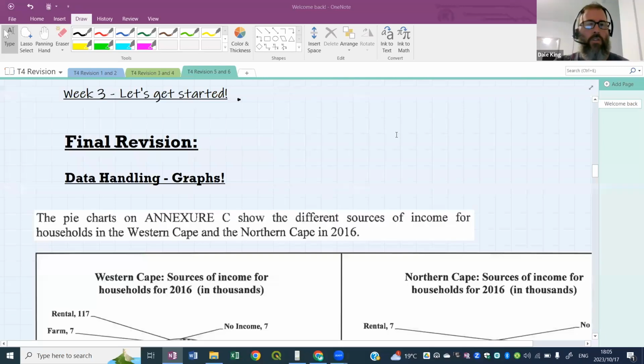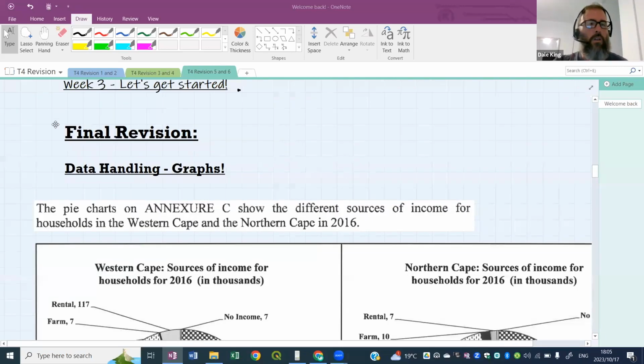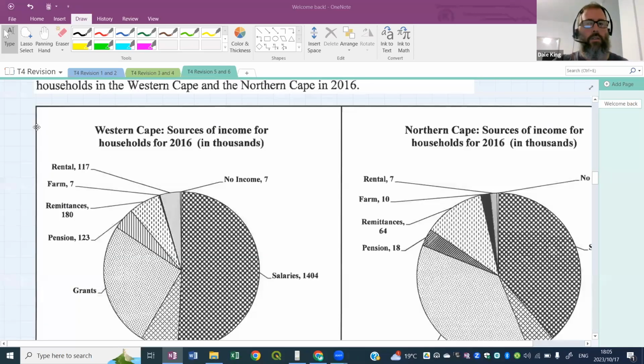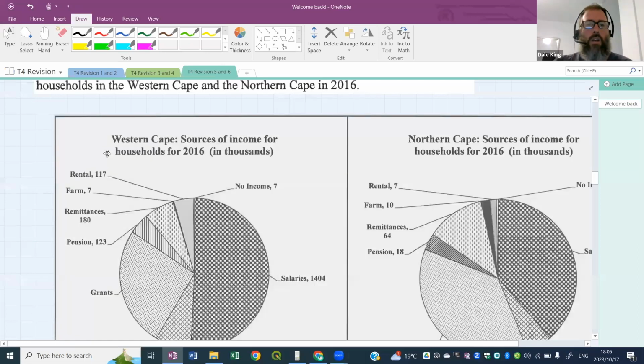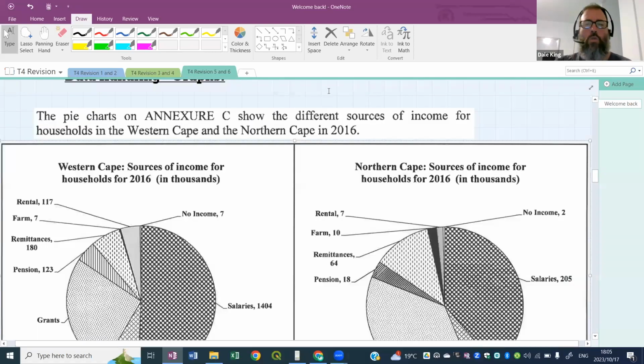So here is our first scenario. I need to make this smaller. Okay, there we go. I hope you can see it now. So the context is these are two pie charts that show different sources of income for households.